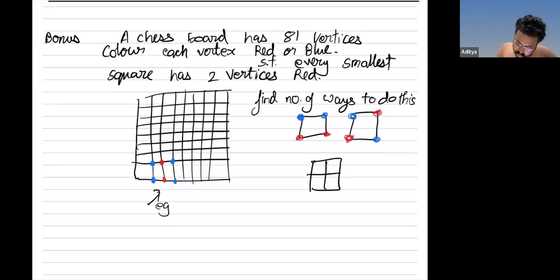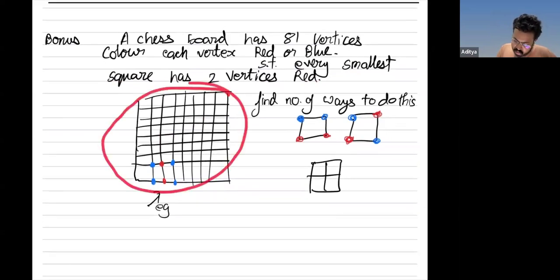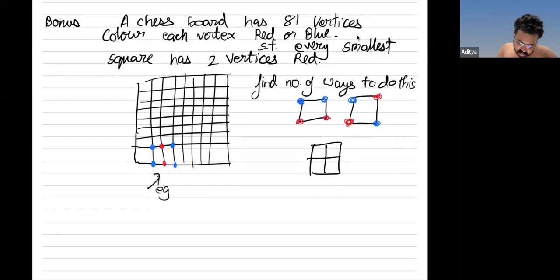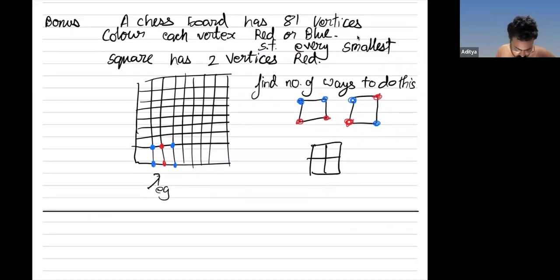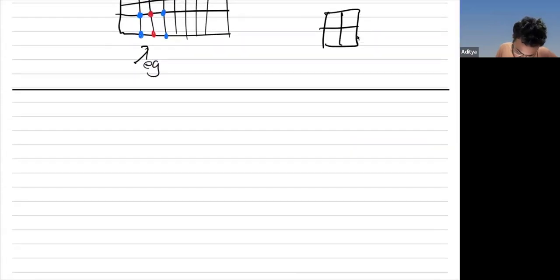So you have to find how many such colorings are possible. This is a bonus question, so you can keep doing it in the background. Try question 26.